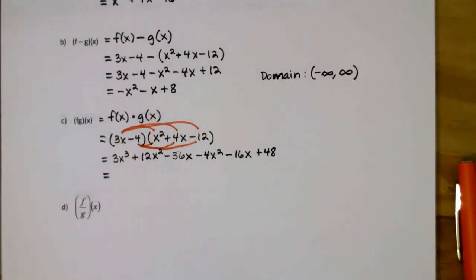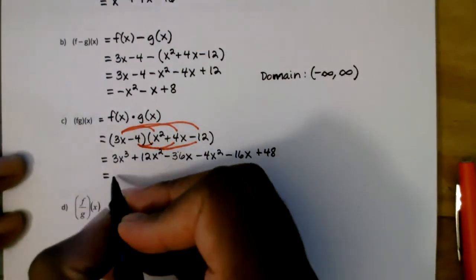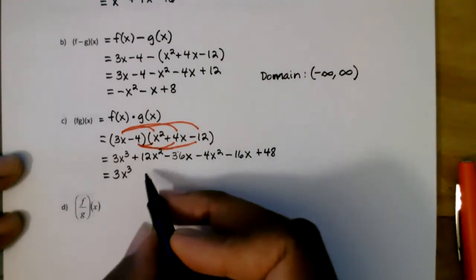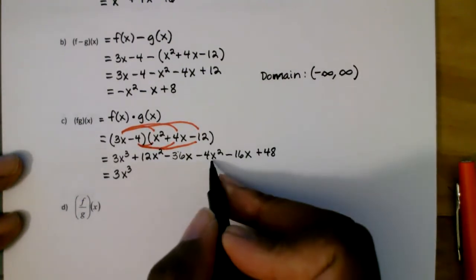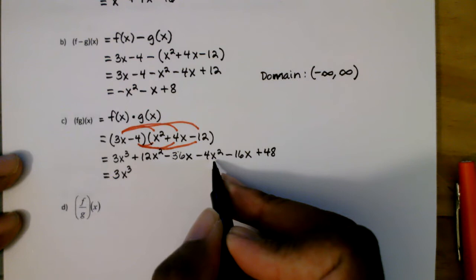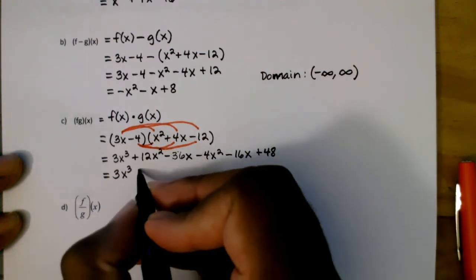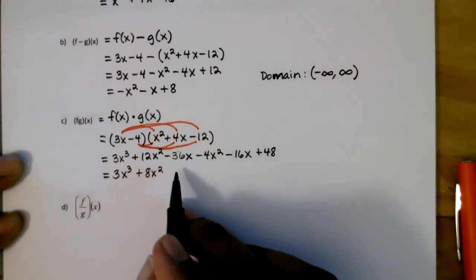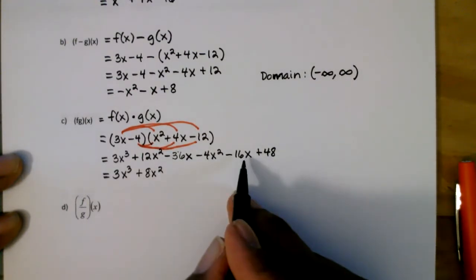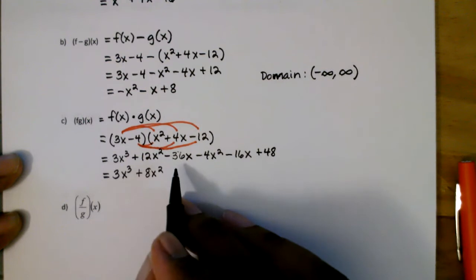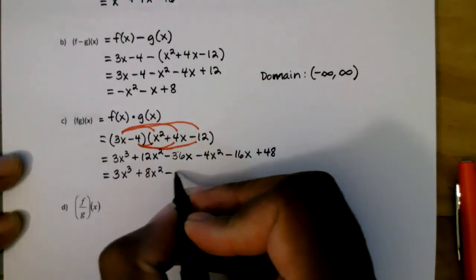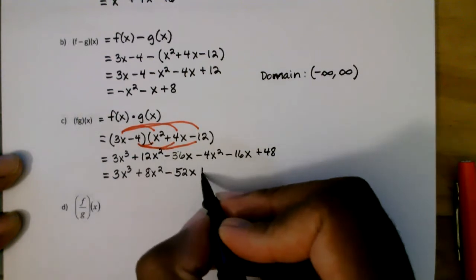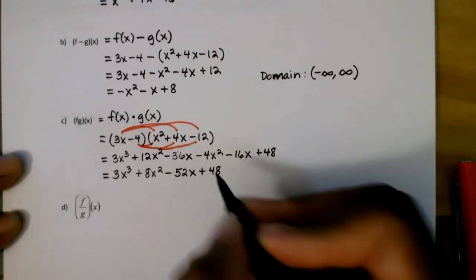Now let's combine like terms here. The 3x cubed, I can just bring that down because I have nothing to combine with it. Let's see, 12x squared minus 4x squared, I can combine that to get plus 8x squared. Then minus 36x and a minus 16x. Well, minus 36 and a minus 16, that's going to be a minus 52. Bring down the x, and nothing to combine with the plus 48, bring that down.